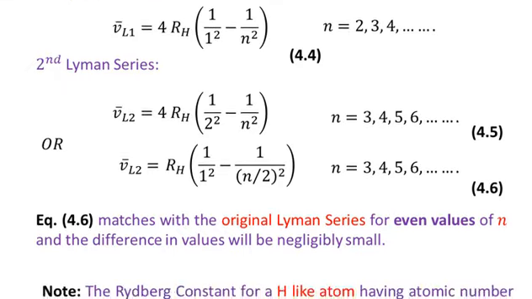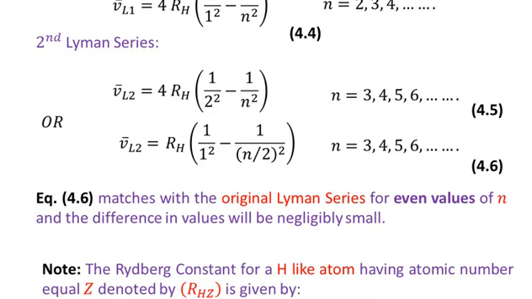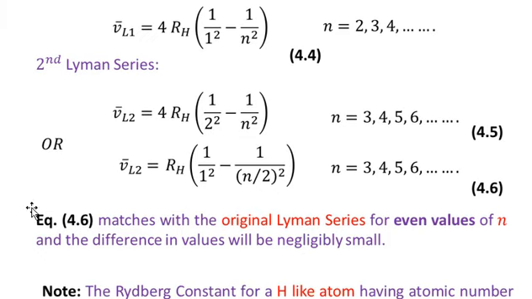So you see that similarly, these two formulas, that is the Lyman series formulas given in equation number 4.4, for some selected allowed values of n, for even values of n as given in equation number 4.6, satisfy the standard Lyman series expressions. Now equation 4.6 matches with the original Lyman series for even values of n, and the difference in values will be negligibly small. Again, there will be a difference, but the difference will be very small.